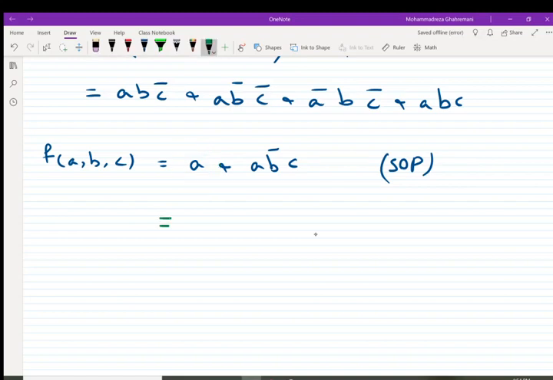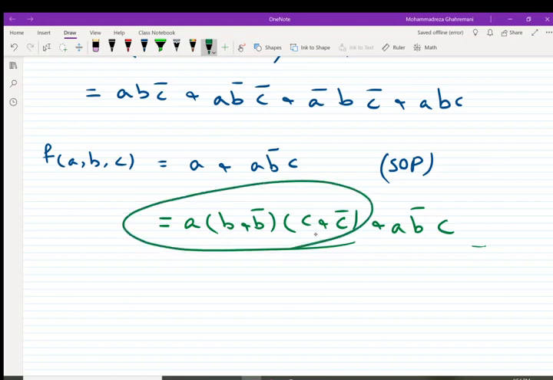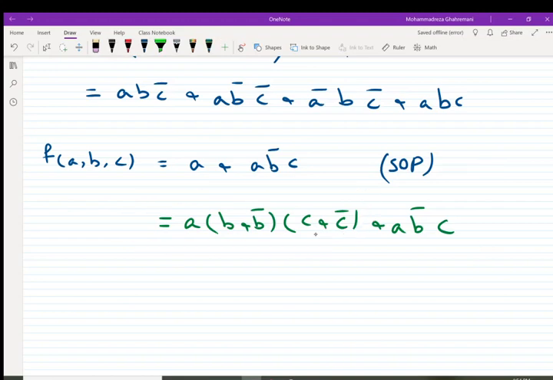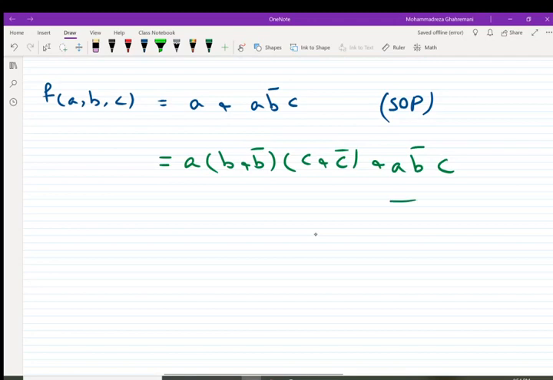So we say it is equal to A, what are the missing variables? B plus B bar and C plus C bar. Okay? And now plus A, B bar, C. So we need to multiply this A with this parenthesis to convert this function to canonical. You can do it at home as a practice.